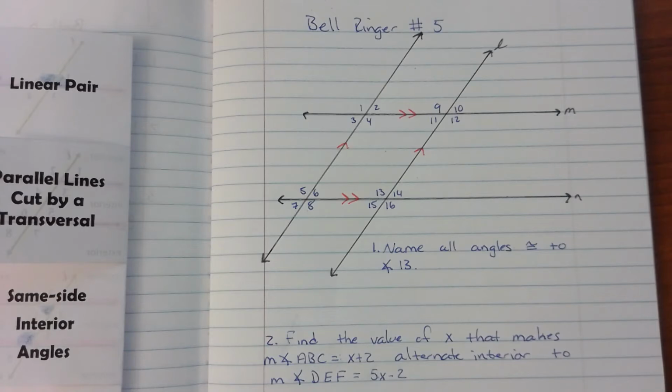Alternate interior. Now 6 is inside. They're both inside, but do they alternate the transversal? So what number? What'd you say? Again, 11 and 13. They're both inside, but do they alternate the transversal? You run out of choices. Go again.